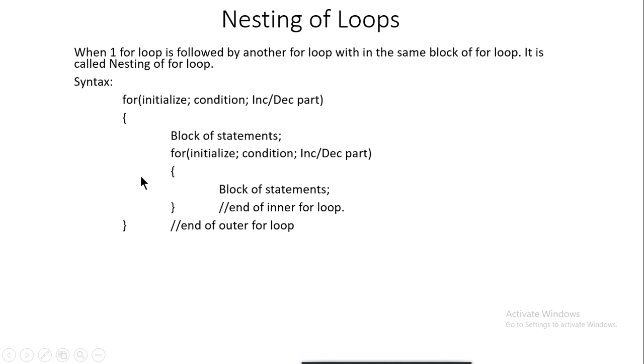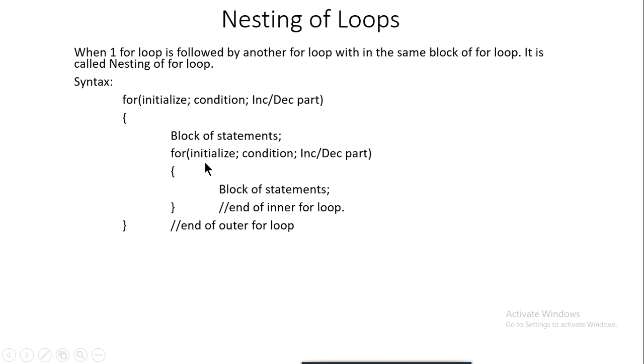Here I am giving you the syntax of nesting one for loop inside another for loop. So I have started first of all in the syntax with the first for loop where I will put initialization, condition and increment or decrement part followed by the curly braces. Now within these curly braces, along with its block of statements, I have introduced another for loop. Now this is called inner loop and this is called outer loop.